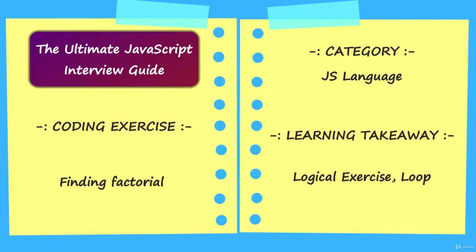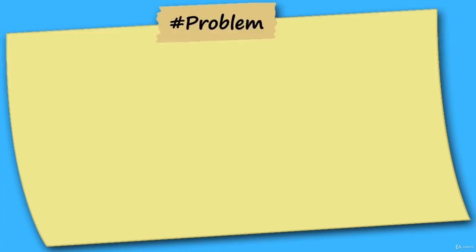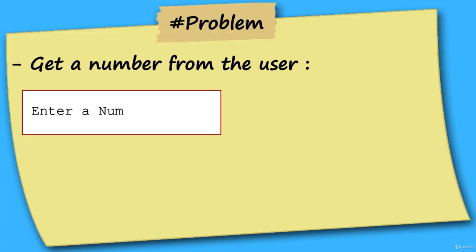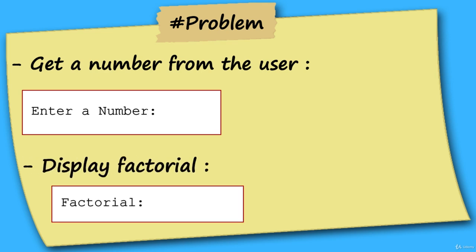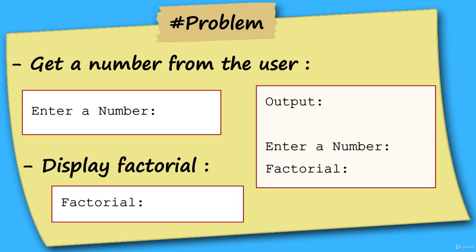Hello everyone. In this video, we are going to solve the factorial problem. The problem where you have to get a number from the user and display its factorial. The program will run something like this. When you run it, it will say enter a number. The user enters 4 and the output is 4 factorial is equal to 24.